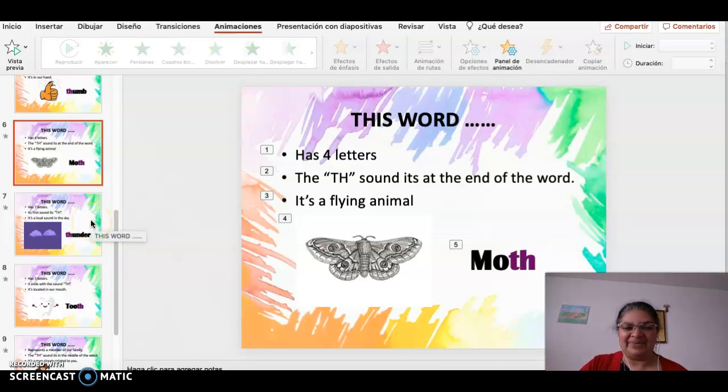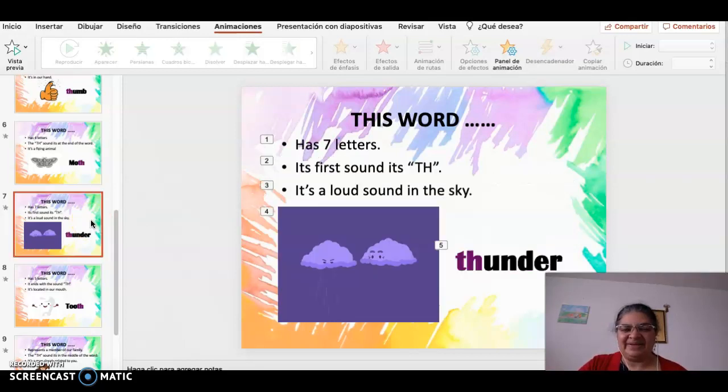Now, here we have another one. This one has 7 letters. The first letter is th sound, and it has a loud sound in the sky, thunder. Okay. Now, the next one.